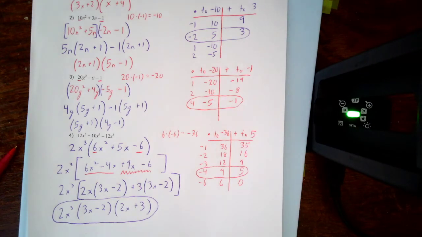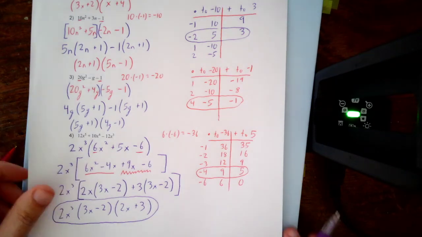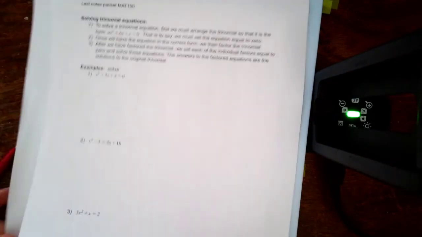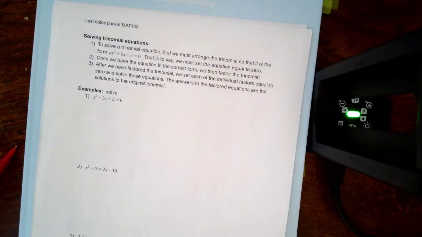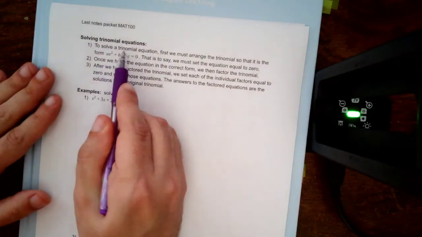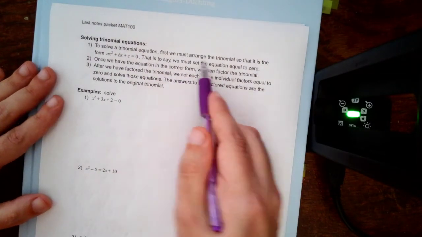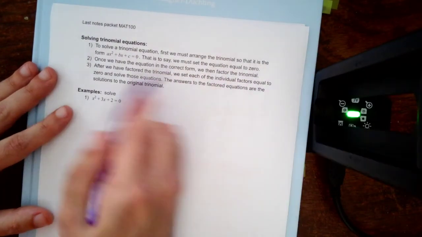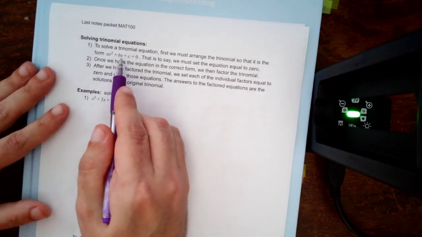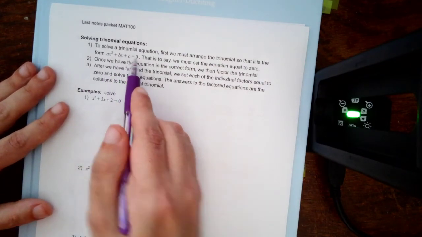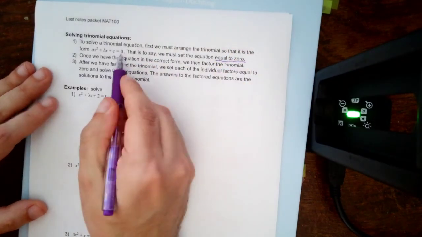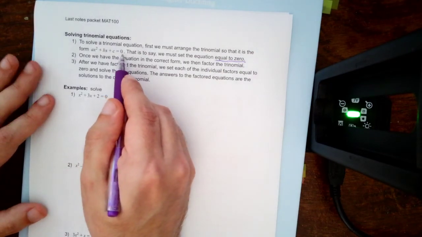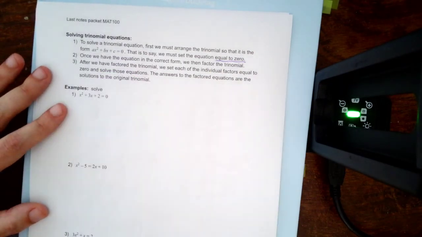That leaves us with one final topic to talk about, and that's equations dealing with trinomials. Now, on this page, I have a bit of a blurb here that tells us how to solve trinomial equations. So let's read together. To solve a trinomial equation, first we must arrange the trinomial so that it is the form ax squared plus bx plus c equals 0. That is to say, we must set the equation equal to 0. We have to get 0 on one side of the equation. Everything has to be on the same side.